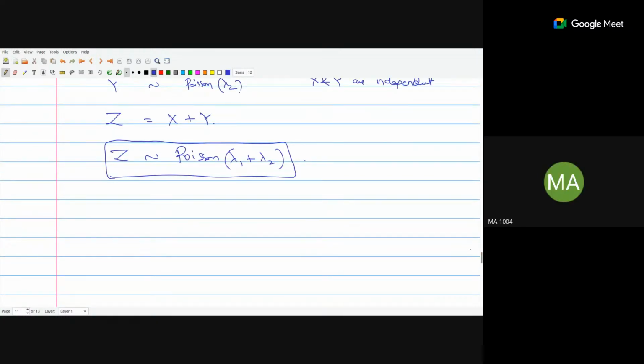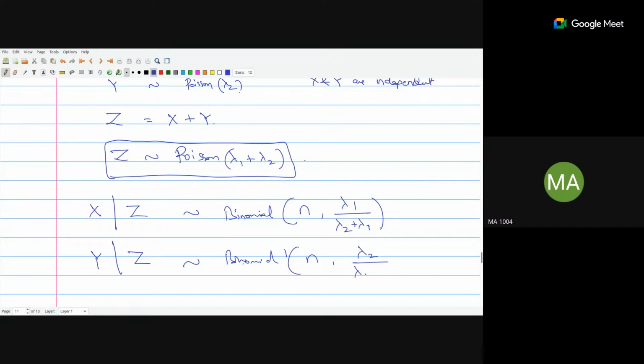The other thing is X given Z and Y given Z. If you look at these conditional distributions, it turns out that X given Z also follows a known distribution, which is the binomial distribution, N comma lambda 1 by lambda 1 plus lambda 2. And Y given Z will also follow binomial, N comma lambda 2 by lambda 1 plus lambda 2.